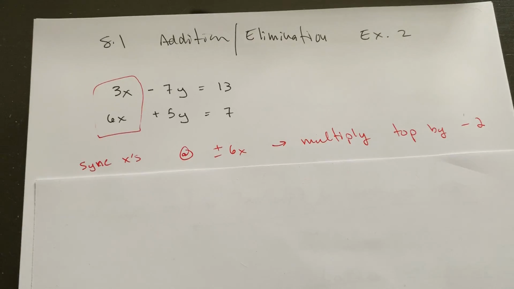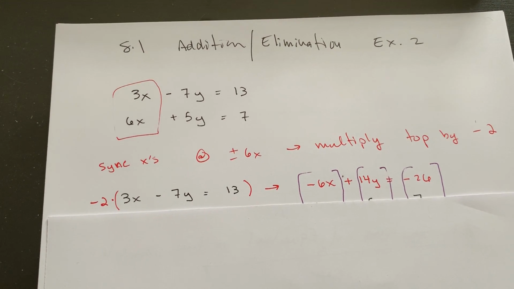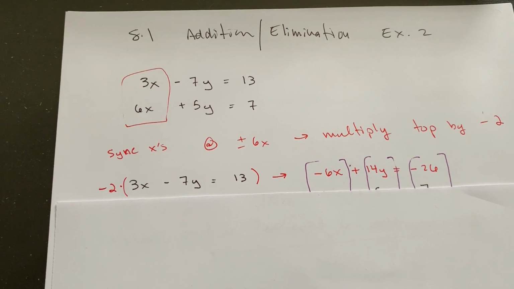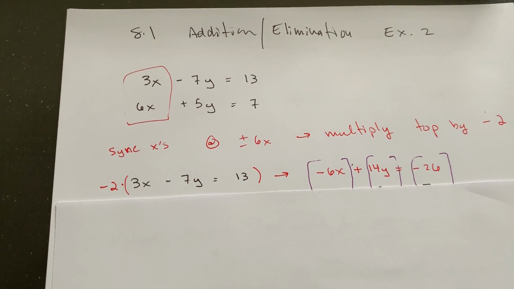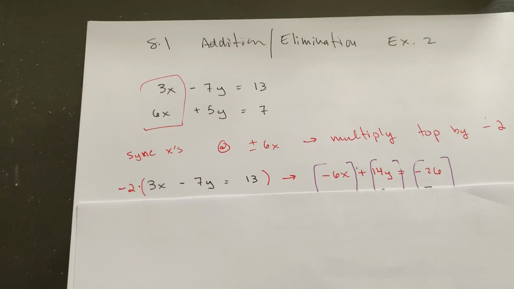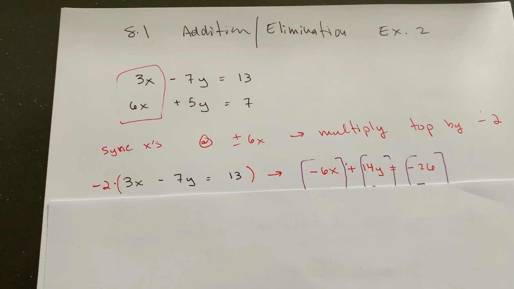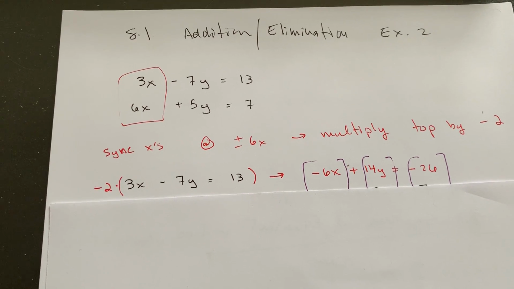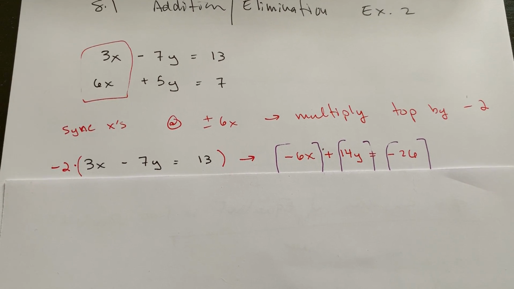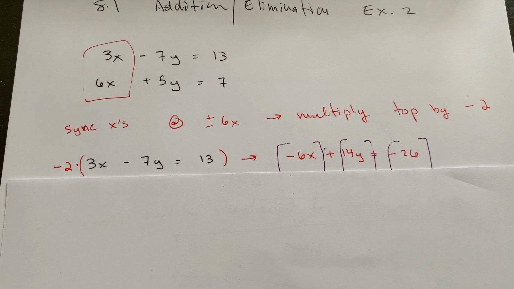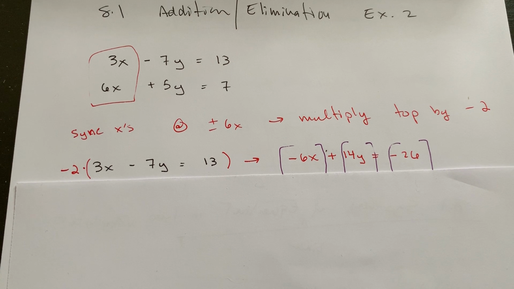I'm going to stick with positive and negative 6x. So let's just multiply the top equation by negative 2. I'm multiplying not just the 3x by negative 2. I'm multiplying the entire equation. So negative 2 times 3x is negative 6x. Negative 2 times negative 7y would be positive 14y, right? And negative 2 times 13 is negative 26. So in red here, in these brackets, negative 6x plus 14y equals negative 26, right? That's the new version of the equation.